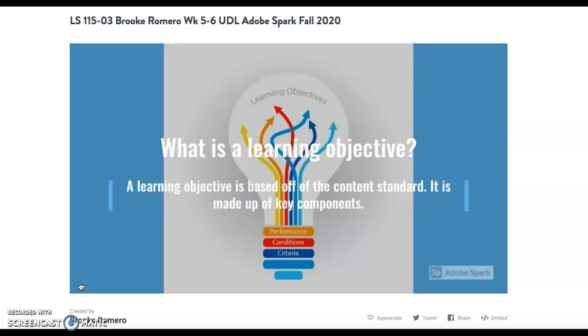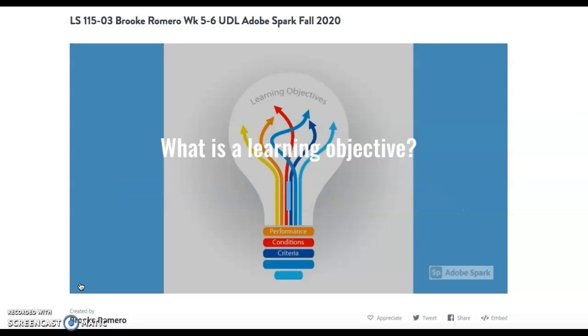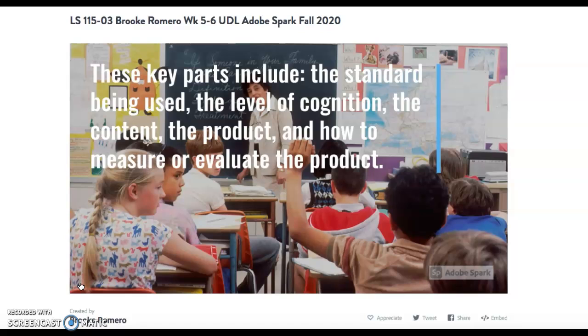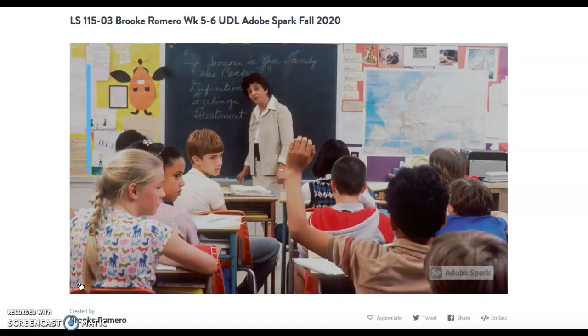What is a learning objective? A learning objective is based off of the content standard. It is made up of 5 key parts. These key parts include the standard being used, the level of cognition, or the verb, the content, the product, and how to measure the product.